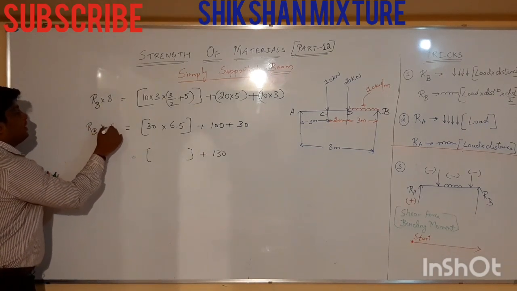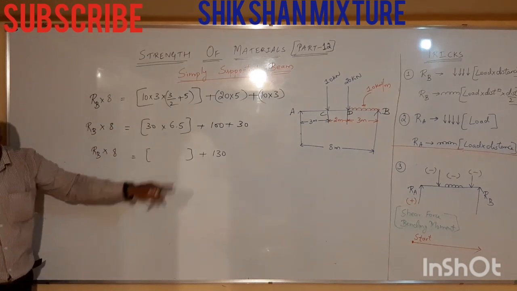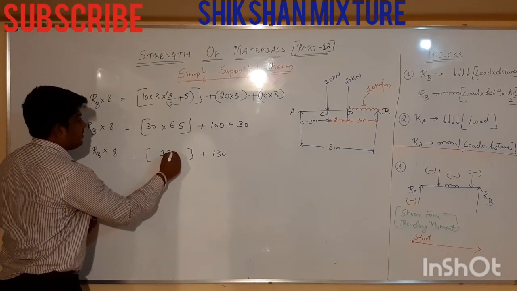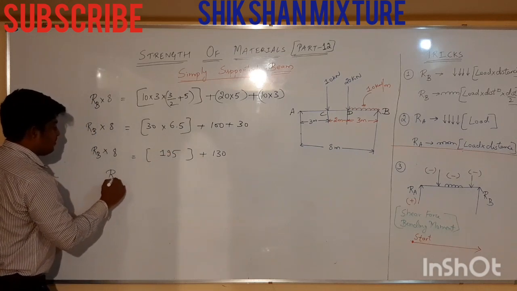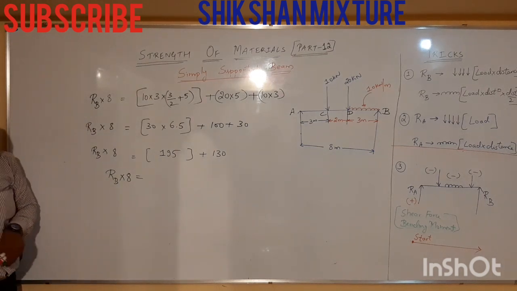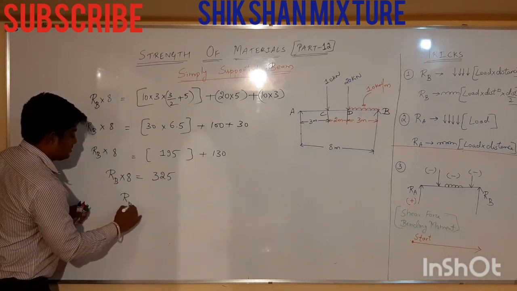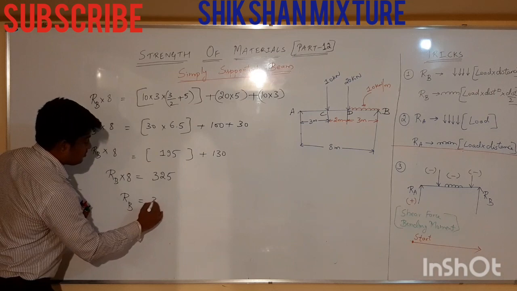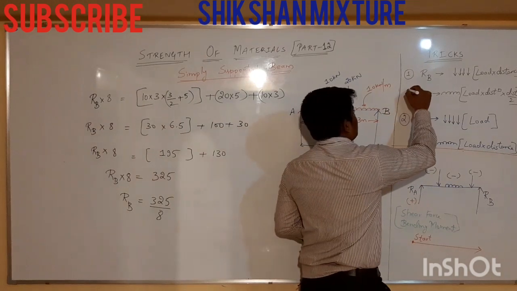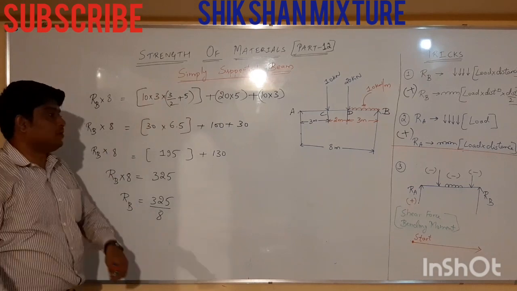We have RB into 8 as it is. This one will be 195. If you add both, RB into 8 is equal to 325, and this is multiplication. If you take this side, it will be 325 by 8. Remember, RA and RB always will be positive in reactions, and all the loads will be positive.